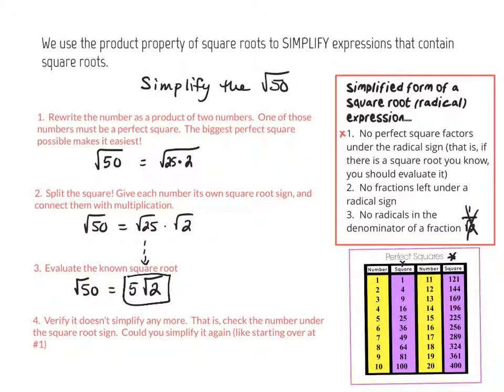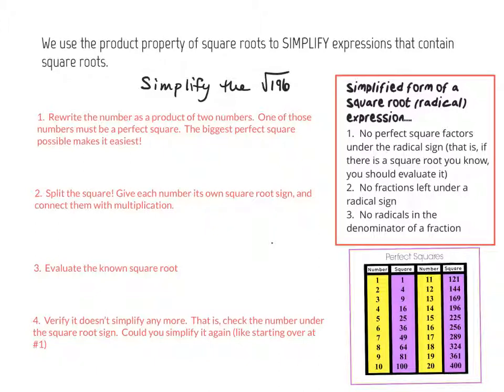There are no perfect squares under the square root, nor could I rewrite the number 2 as the product of two numbers, which one of them was a perfect square. There are no fractions under my square root sign, and there's no square roots in denominators. So this is our final answer.